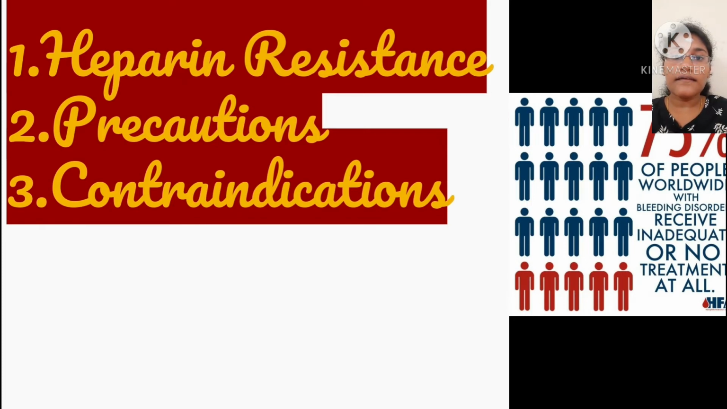Or another thing that can also happen is that the heparin clearance might increase. If heparin's clearance gets increased, then heparin will be excreted in urine. So a large amount of the heparin that is injected will be excreted through the urine. So this will also decrease the heparin's action. So these can be the causes of heparin resistance.